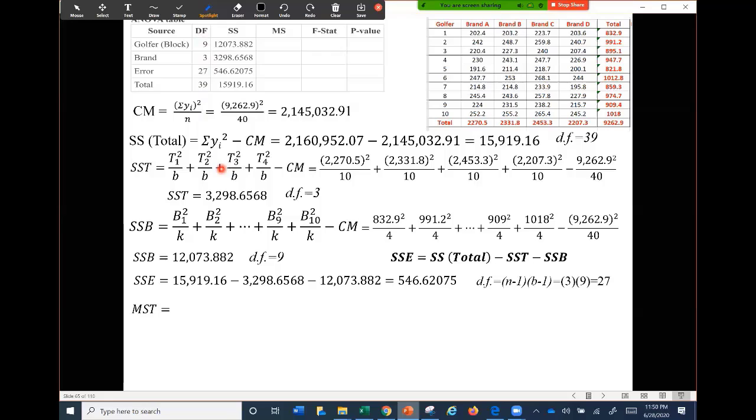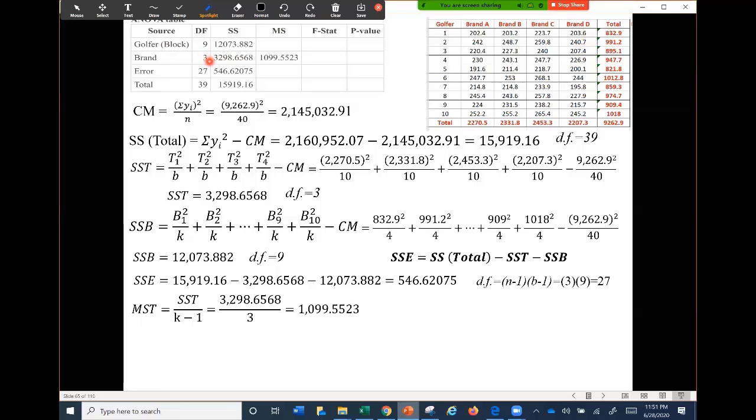And let's continue with the mean square treatment. Actually, this is the variance due to treatment. We use the variance to measure variability due to treatment. This mean square treatment is obtained by dividing the sum of squares treatment by the degrees of freedom for treatment. This value here will be obtained by dividing this sum of squares by the degrees of freedom. And this value is 1099.